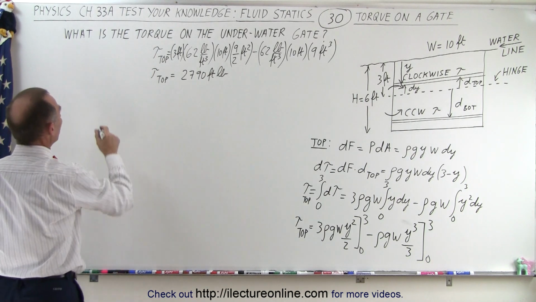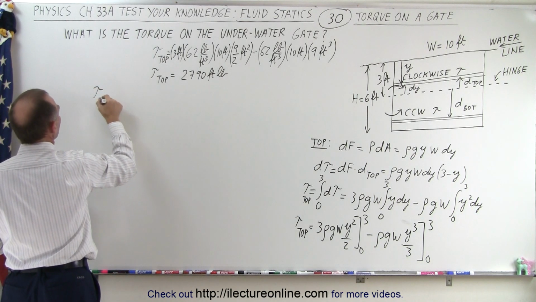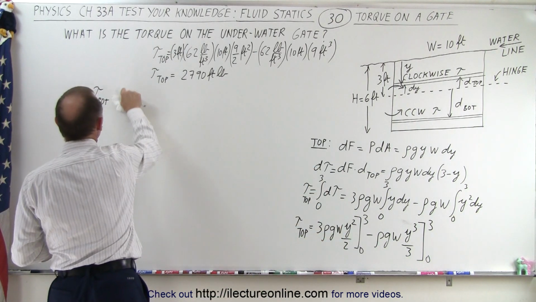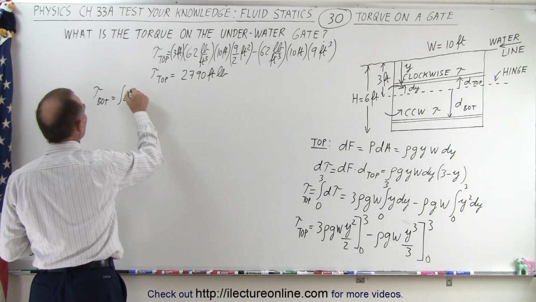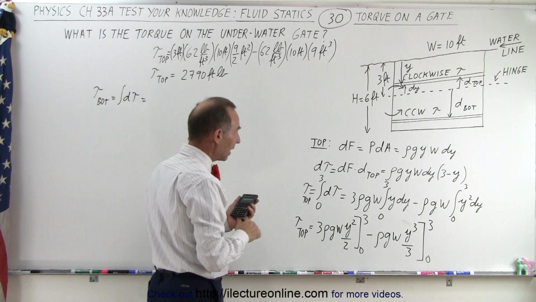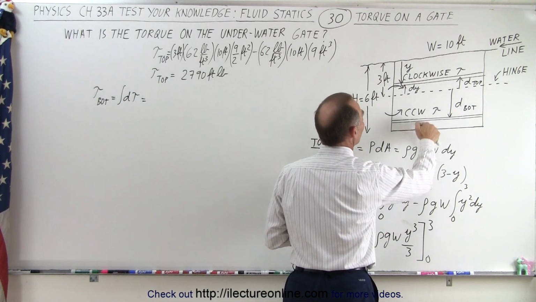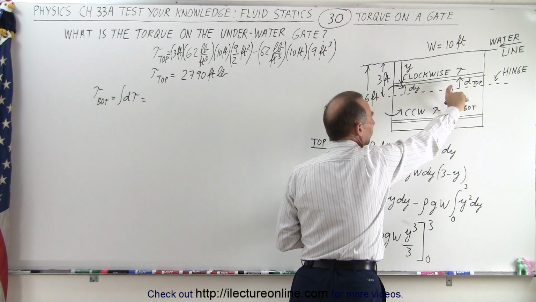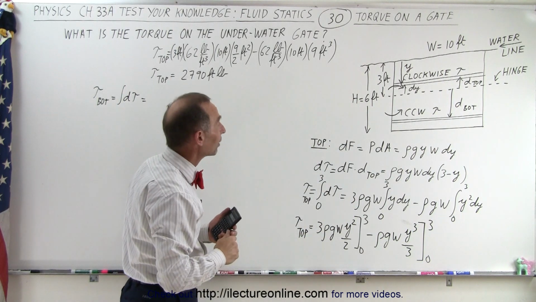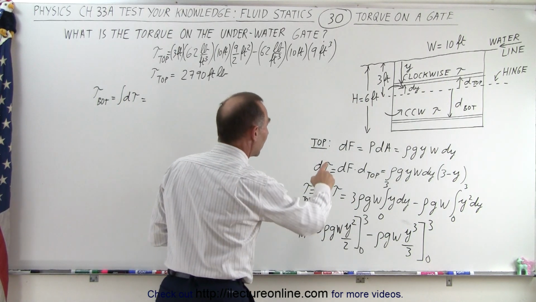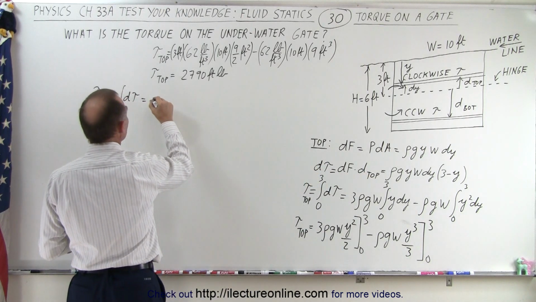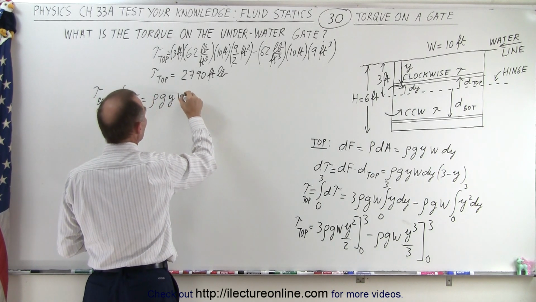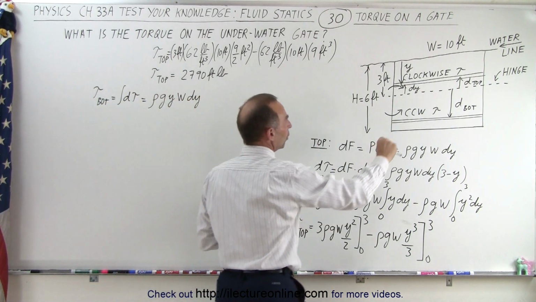How about the bottom? So now we need torque at the bottom, which is going to be the integral of all the d-torques. At the bottom, we're going to integrate from y equals 3 to y equals 6. So we're only going to have one integral because the distance d is coincident with the value for y. So again, we're going to have the d-torque, which is going to be the density times g times y, times w, that's all the same, times dy. So that's going to be the torque on a little strip.